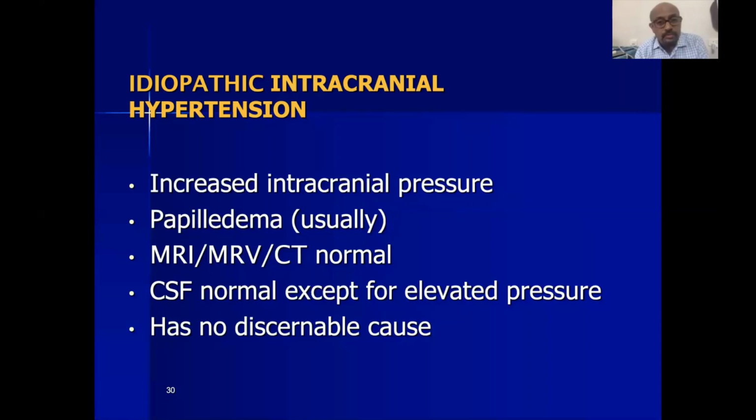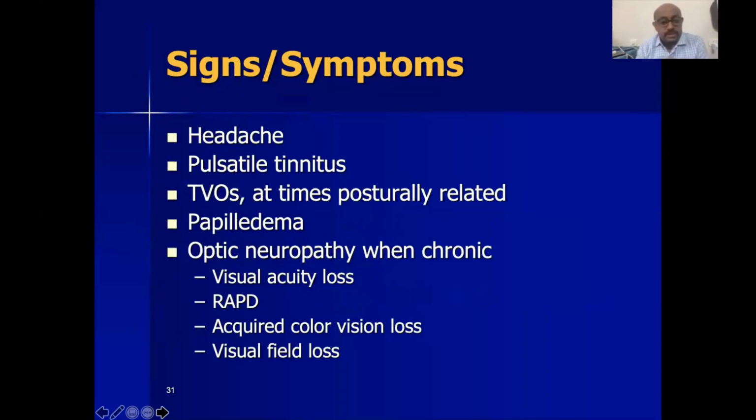Why are you doing MRV? Because you want to look at venous sinus thrombosis, which can be a cause or effect of raised intracranial pressure, and that is treated differently. The cerebrospinal fluid in IIH would be normal except for an elevated opening pressure. So these are the signs and symptoms that we mentioned: pulsatile tinnitus and TVOs, transient visual obscurations, which are posturally related.